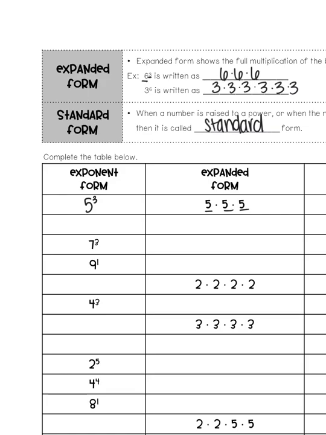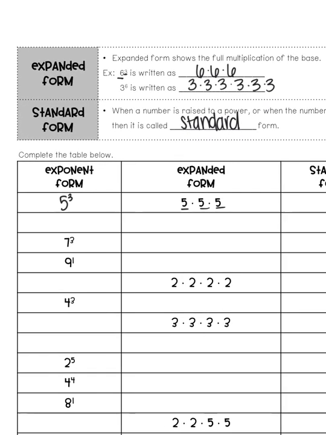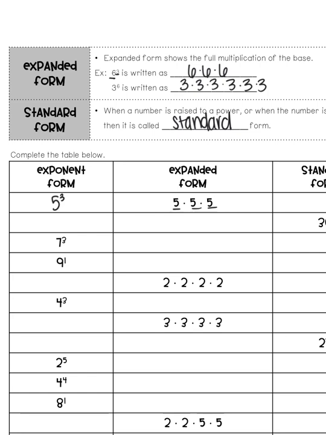When I actually solve that and put it in standard form, I have to multiply 5 times 5 times 5. That is not 5 times 3. This is 5 times 5 is 25, and then 25 times 5 is 125. So in standard form, it's 125. You're not just multiplying it by 3 when it's 5 to the third power. You're multiplying 5 by itself 3 times.